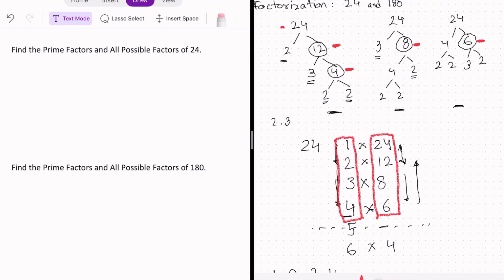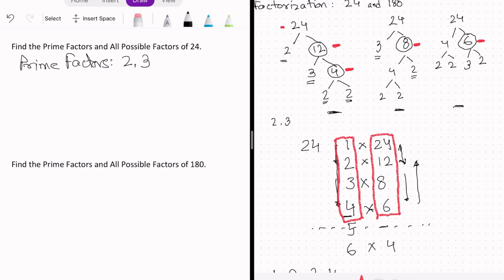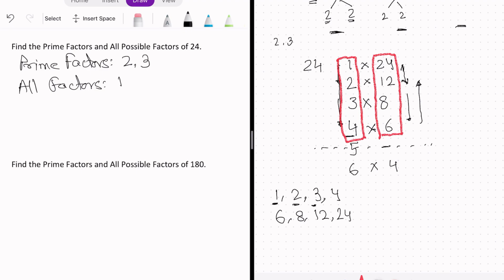So to answer the question, find the prime factors and all possible factors of 24. I know the prime factors would be 2 and 3, and all factors will be 1. You can also include 1 here. 1, 2, 3, 4, 6, 8, 12, and 24.